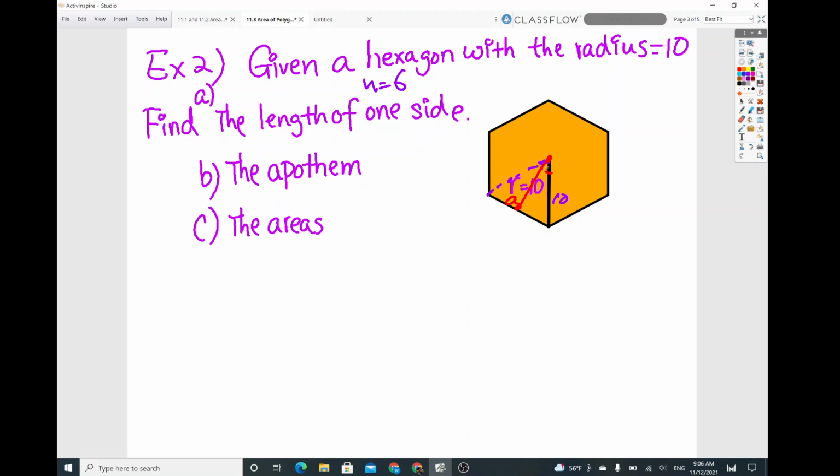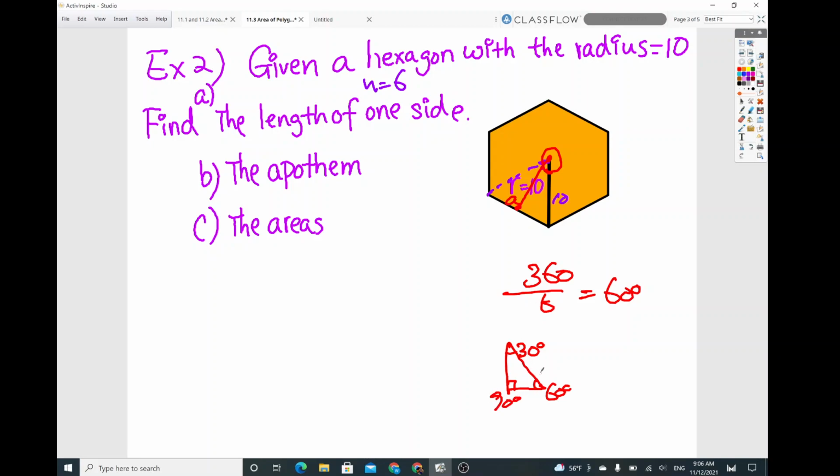For the hexagon, we know that if we go all the way around the center, the angle is 360. So 360 divided by 6 gives us 60 degrees. That means this angle here is 60. Half of 60 would be 30. If we zoom out, half of the triangle is a right triangle. This one would be 30, down here would be 60, and this one is 90.